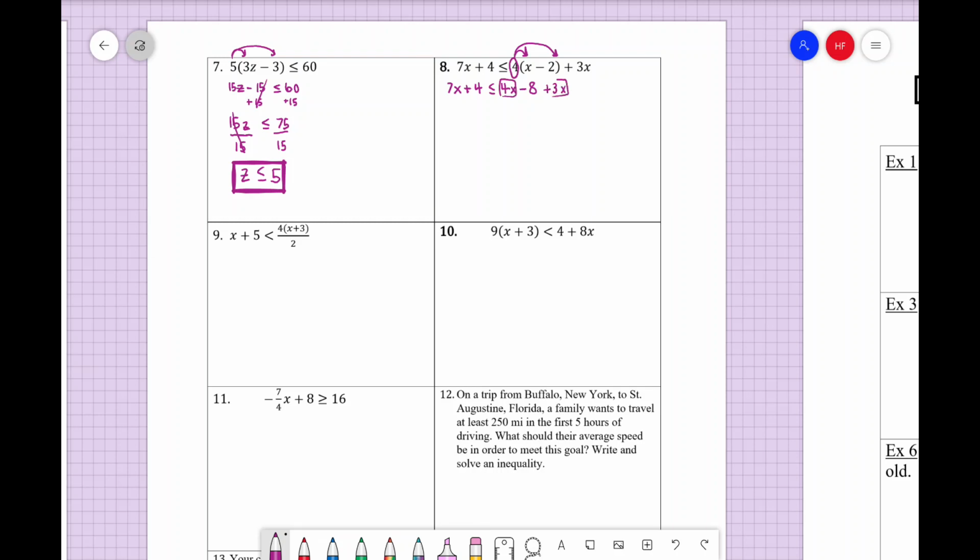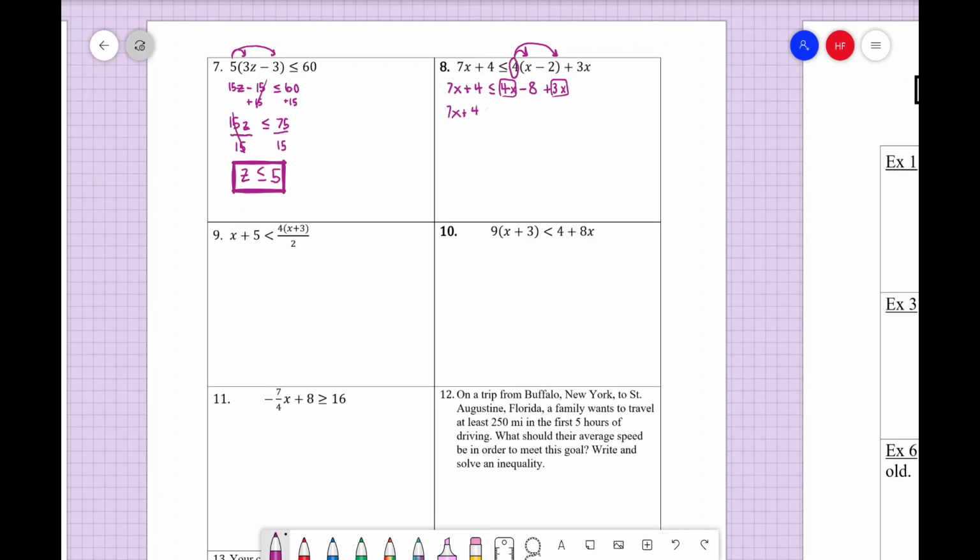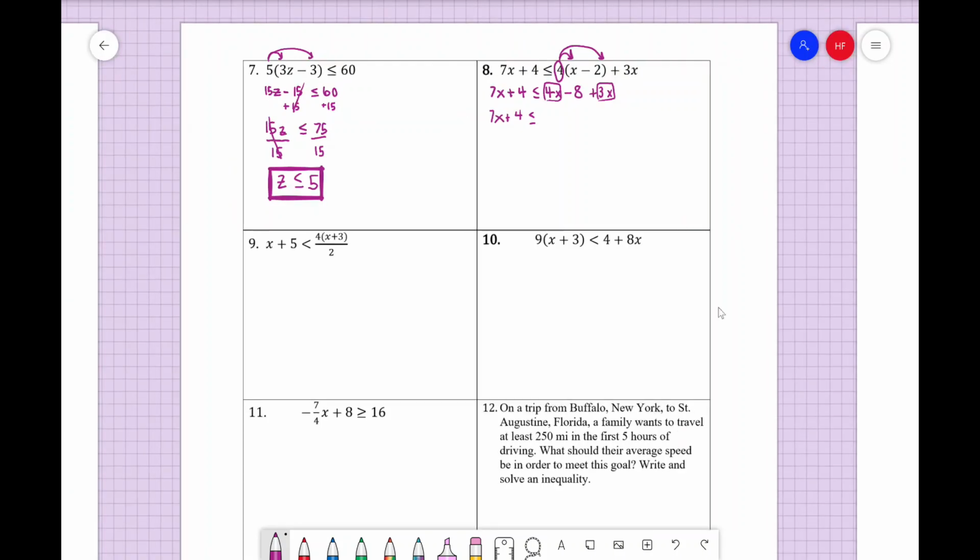Combine my like terms. 7x plus 4 is just carrying on still. So 7x plus 4 less than or equal to 4x plus 3x is 7x. So we're combining those like terms. We got 4x minus 8 plus 3x, so that is 7x minus 8. And this is where it gets a little tricky.